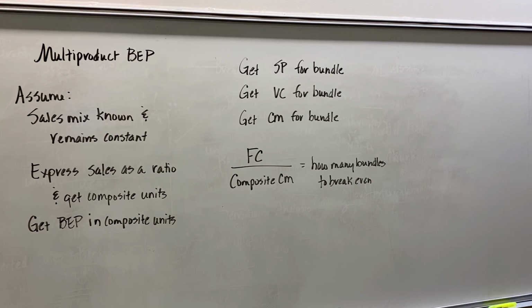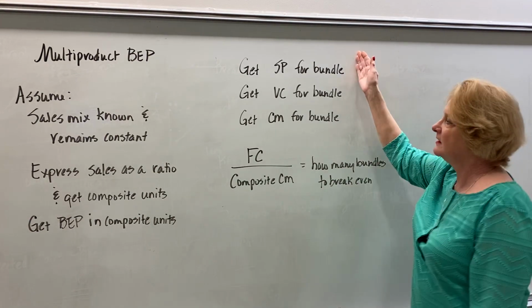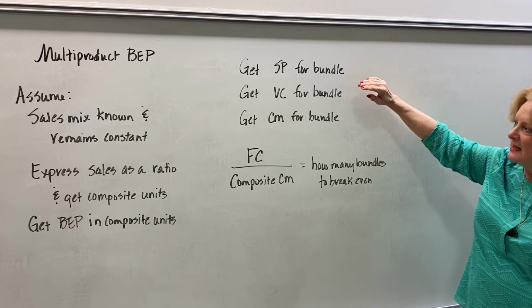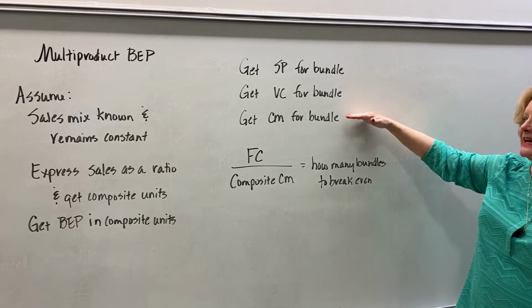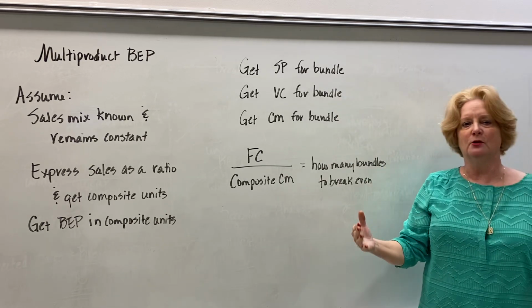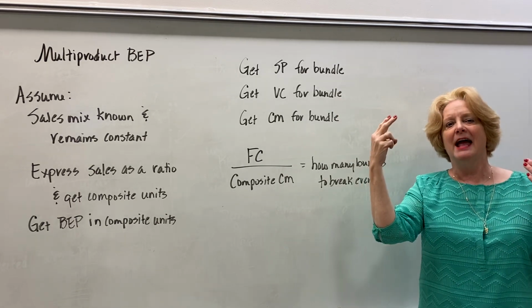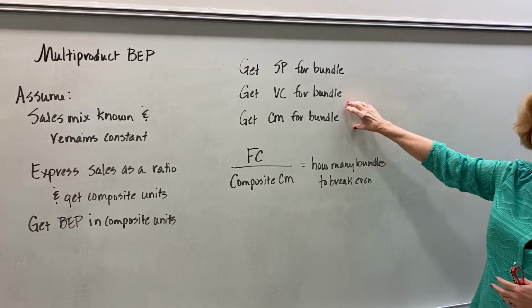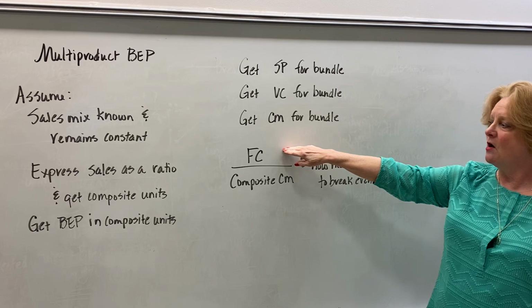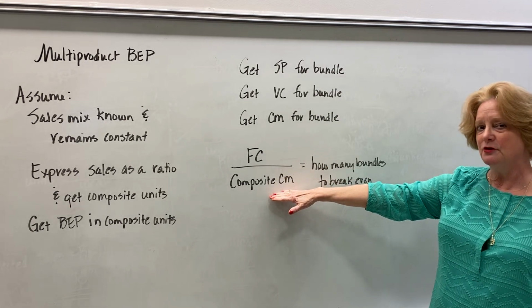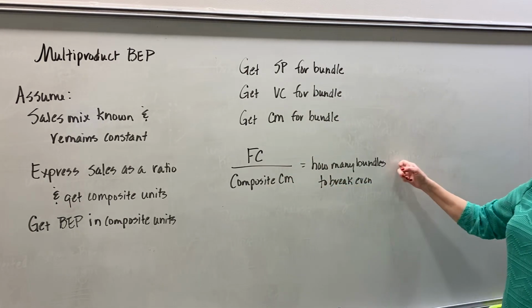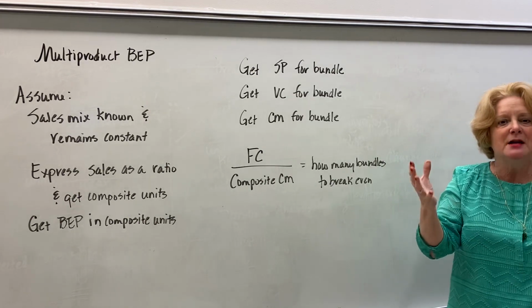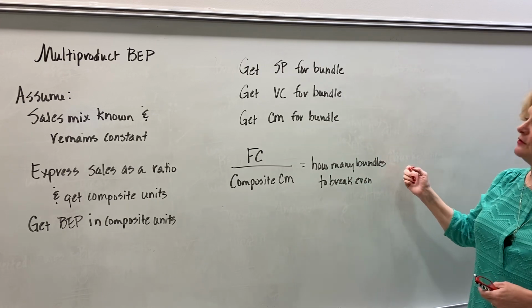So we would get the selling price for the bundle. We would get the variable cost for the bundle. We would subtract variable cost from our selling price and get a contribution margin for the whole bundle, for the mop, for the handles, for the mop heads, and for the bucket. Everything together, what's our contribution margin? Then we would take our fixed cost and divide by that composite contribution margin to determine how many bundles do we have to sell to break even? How many shrink-wrapped mop bundles must we sell to break even?